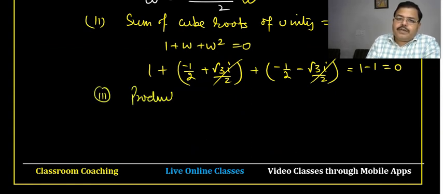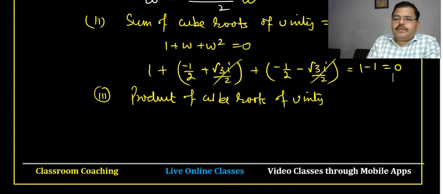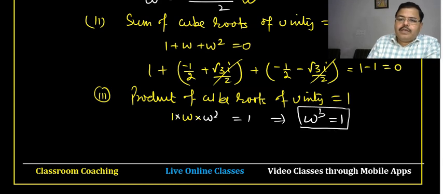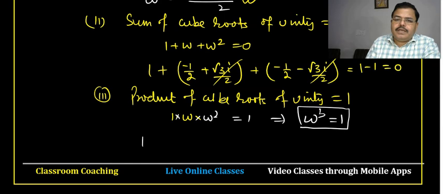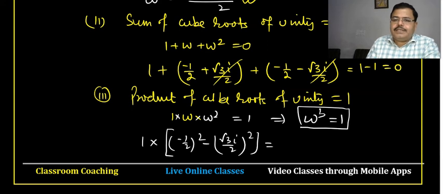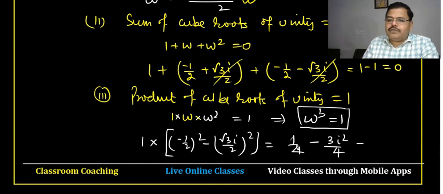The next one is that the product of cube roots of unity is 1. That is 1 into omega into omega square, and that will be equal to 1, that is omega cube is equal to 1. You can check it. If you multiply this, then 1 into minus half whole square minus root 3 iota by 2 whole square, using a plus b, a minus b. In that case, this will be 1 by 4 minus 3 iota square by 4. Minus iota square is also minus 1, so that will be 1 by 4 plus 3 by 4, which is 1. So the product of cube roots of unity is 1.